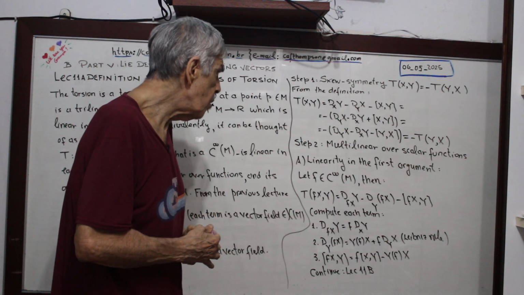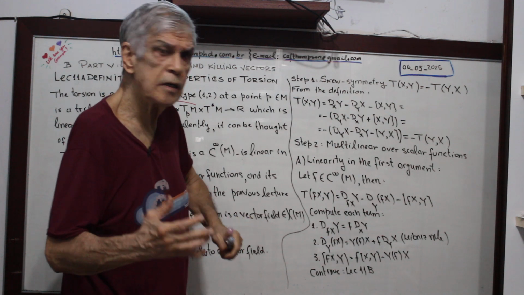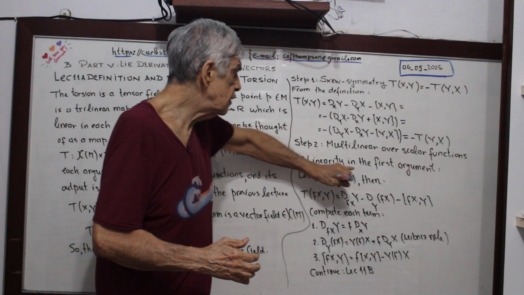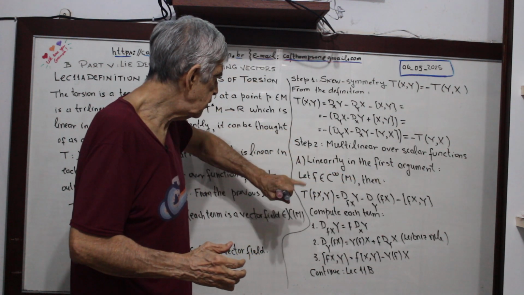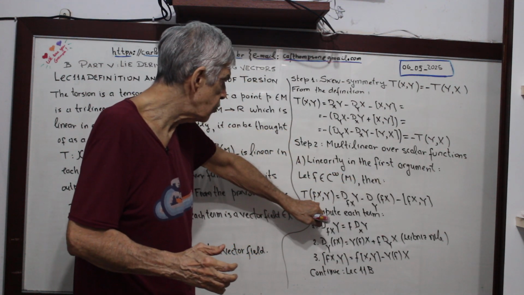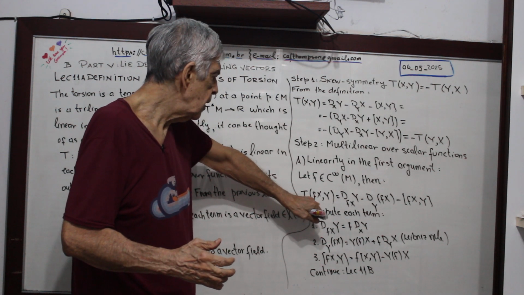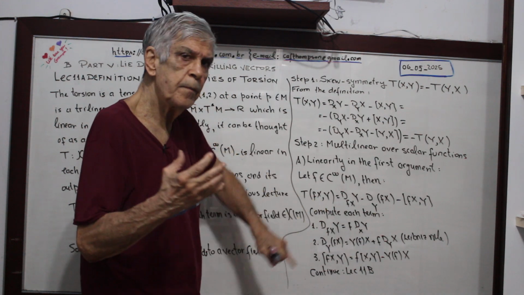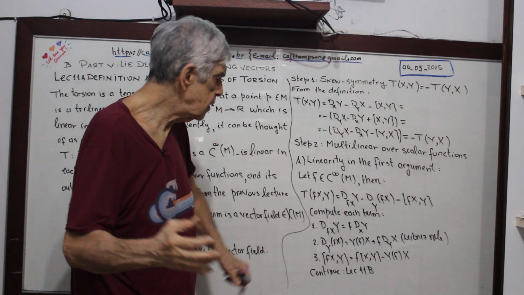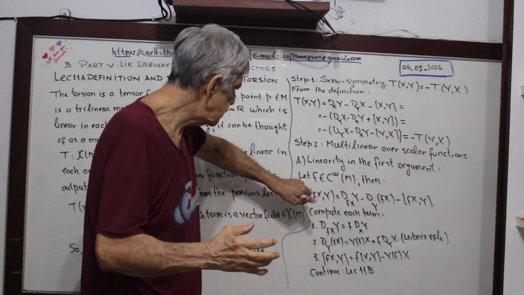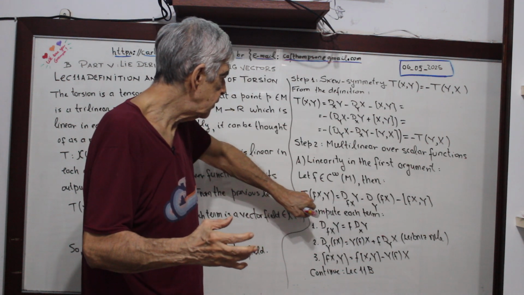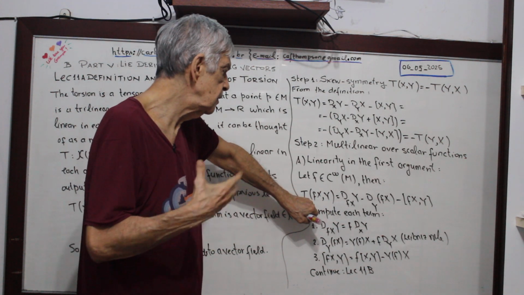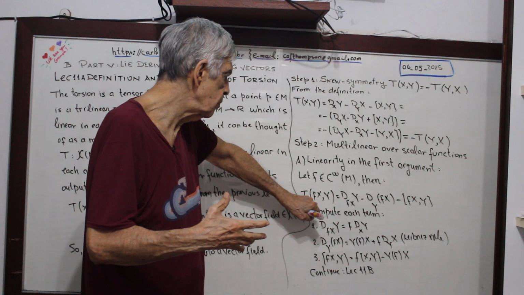Another important property is multilinearity over scalar functions. Linearity in the first argument. That's the proof that this is linear. Why? Because when you prove that, you see that f comes outside. We call that linearity of the first argument.